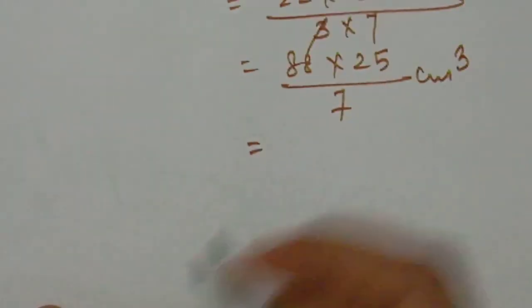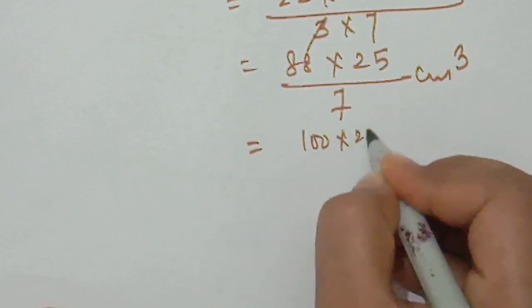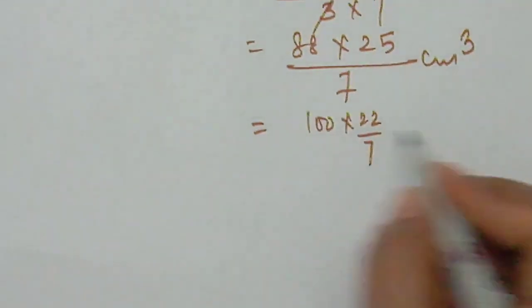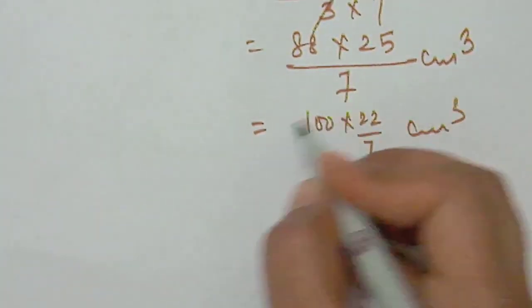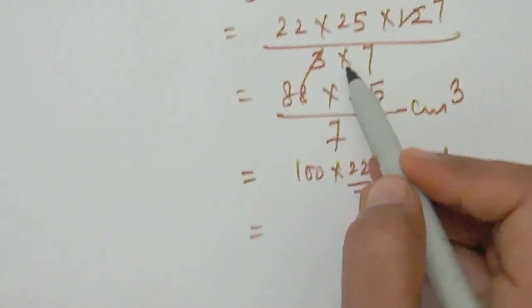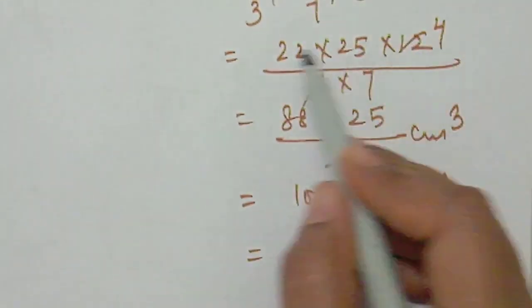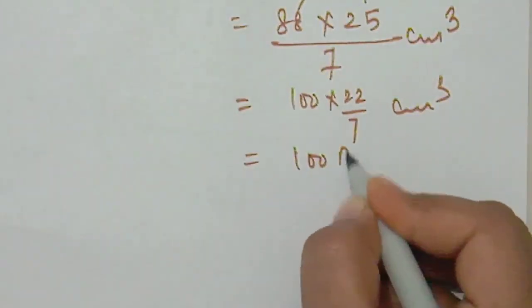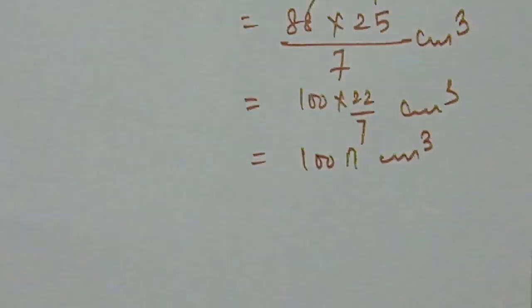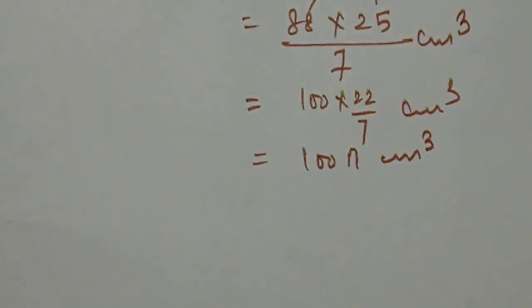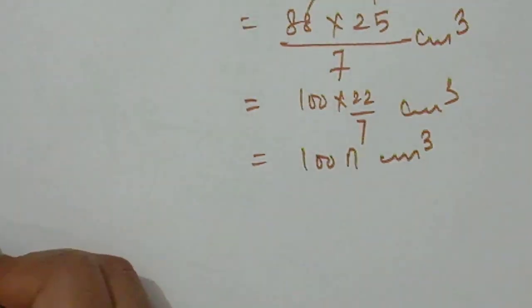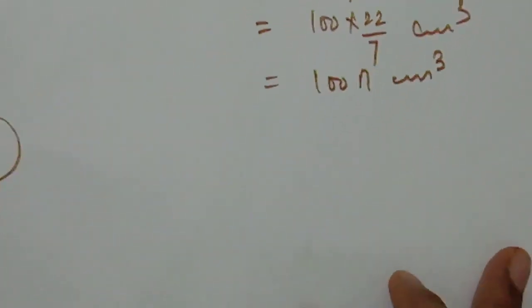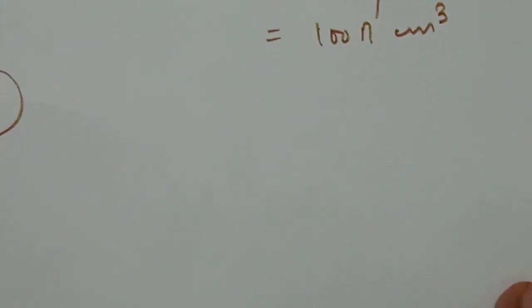So the volume is 100 into 22/7 centimeter cube. Because 25 into 4 is 100 and 22/7 is pi, you can write it as 100 pi centimeter cube, which is already present in your answer also, and you can solve it that way too. That is also correct. Now students, question number 8 is the same as question number 7.